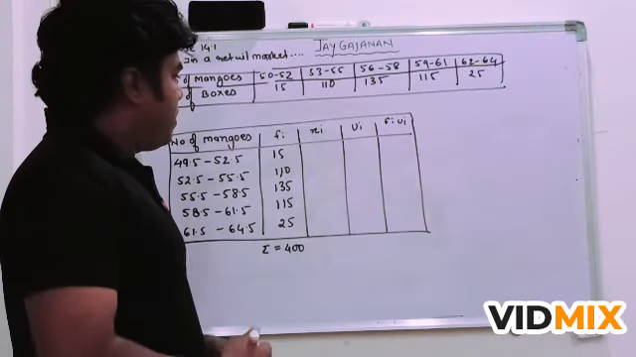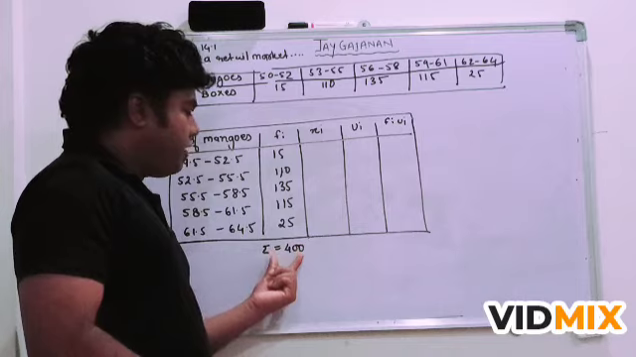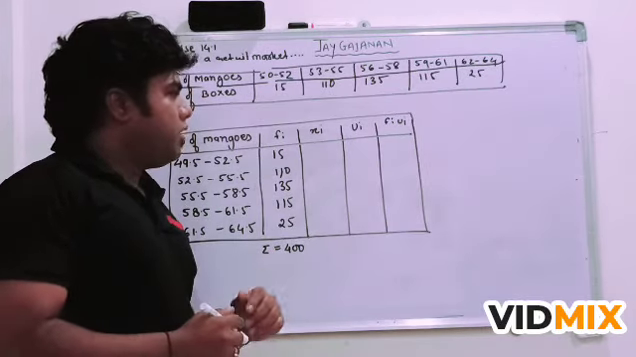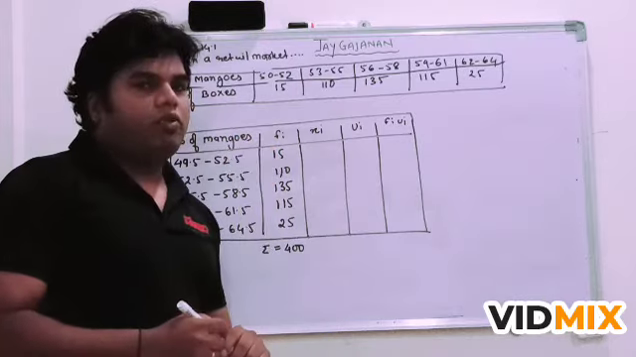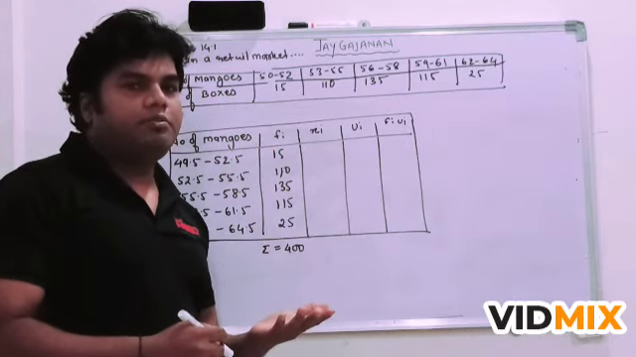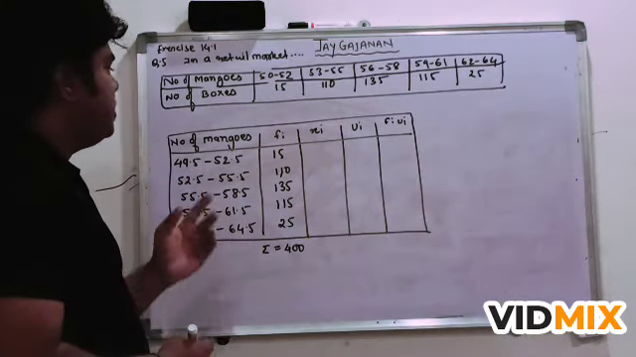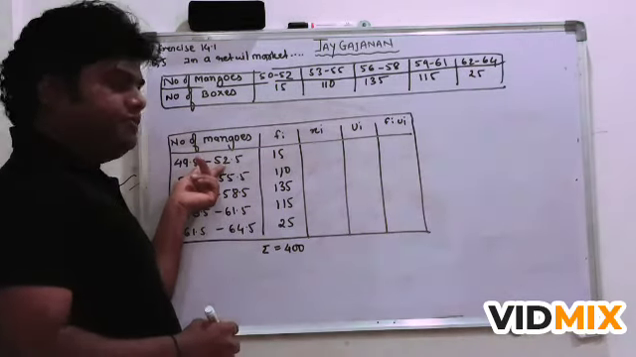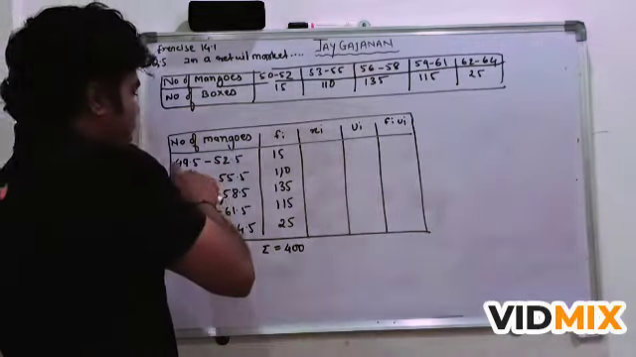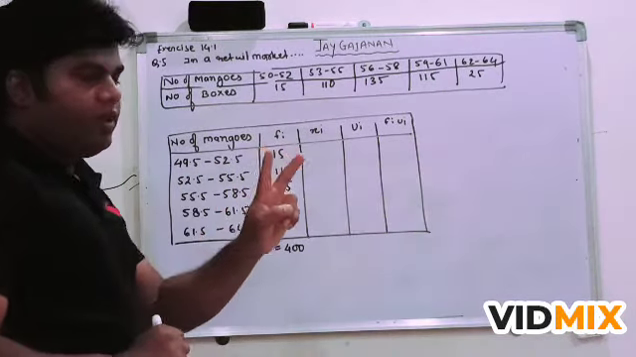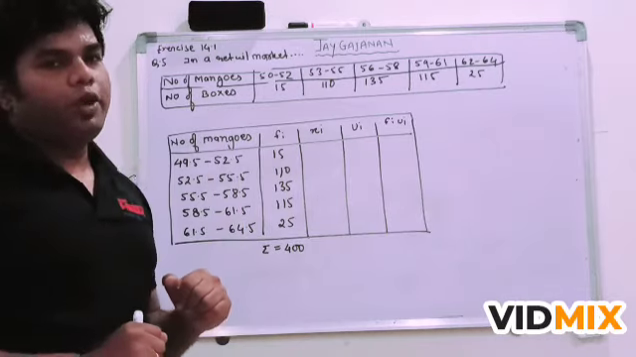Now fi is given and the summation of fi is 400. That is again given in the question. Now we have to find out the xi. What is xi? Xi is the upper class limit plus lower class limit divided by 2. Here the difference is 3. That means 49.5, 52.5.